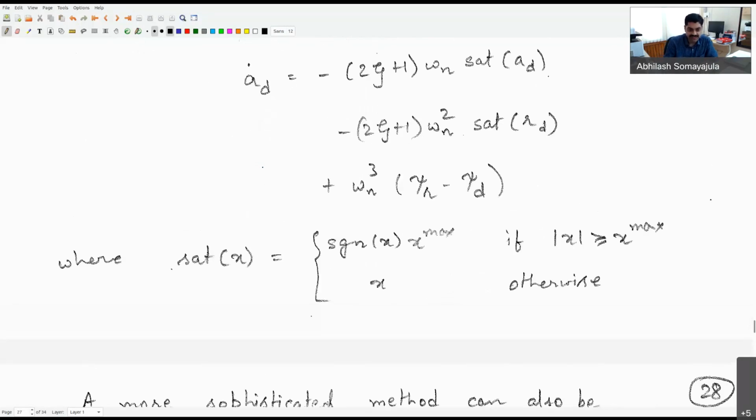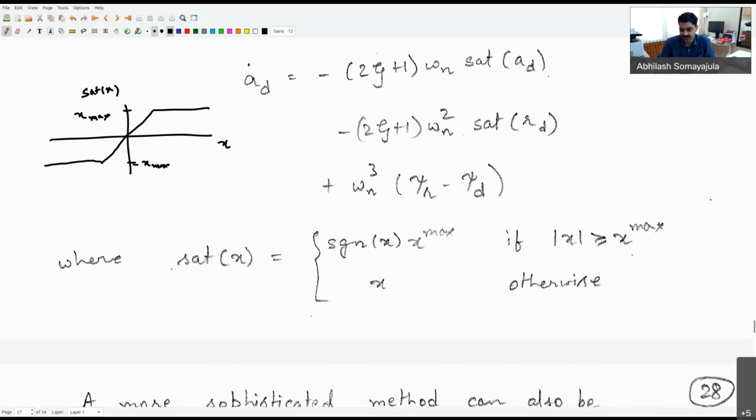Again, saturation basically means that if I plot the saturated value of x versus x, it's a linear line as long as the value reaches some x max, and then it stays constant at x max from there. So this is x max minus, and this is x max. That's what a saturation signal means. Mathematically, I can just denote it as you're seeing here as a case basis function.